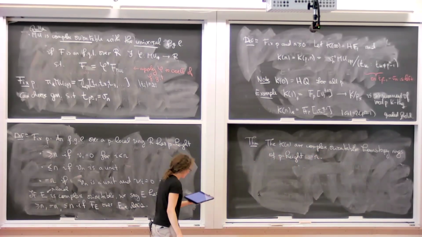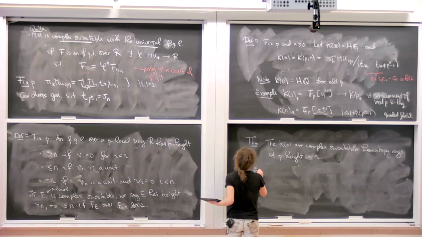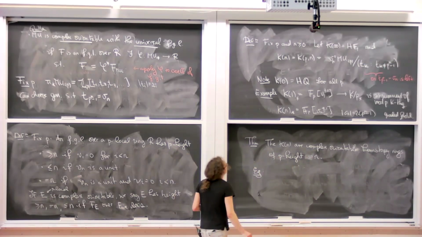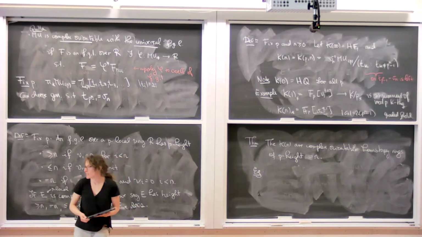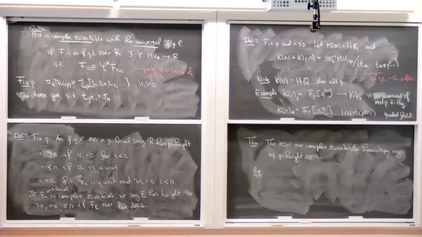So let's look at an example. Let's look at K_0. It has rational cohomology, so it has this formal group law. V_0 is a unit, and then the v_i are 0 for i bigger than 0, so it satisfies this condition. So K_0 is height 0.